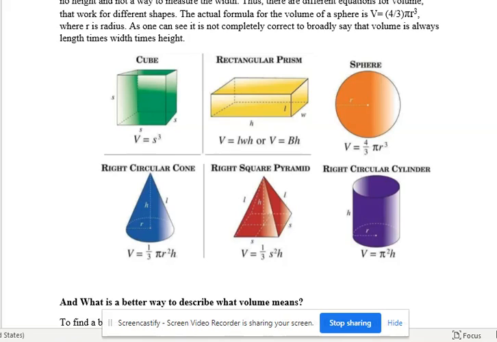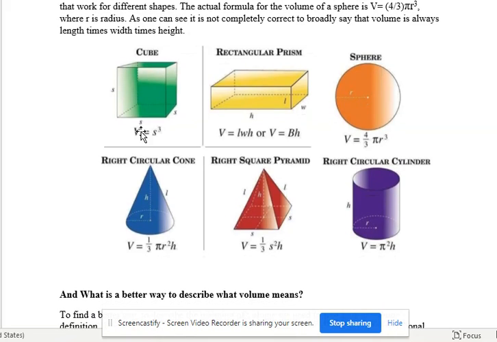Here in this picture, you can see a cube and the volume equation, a rectangular prism, volume equation, a sphere, volume equation, a right circular cone, the equation for that volume, a right square pyramid, volume equation, and a right circular cylinder, volume equation. This displays all the different formulas for each shape and how to find different volumes for different shapes.